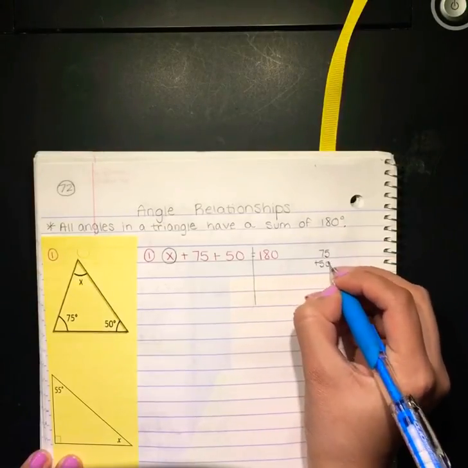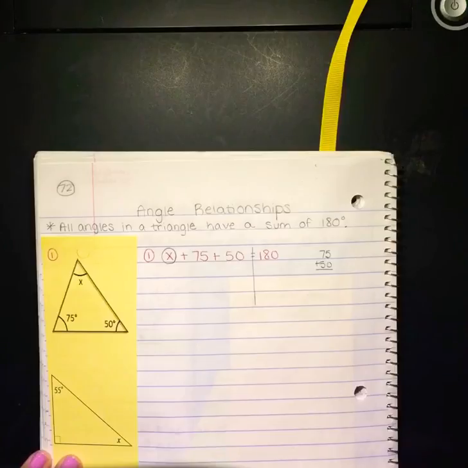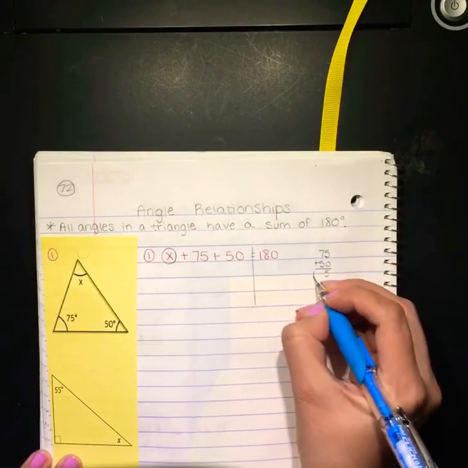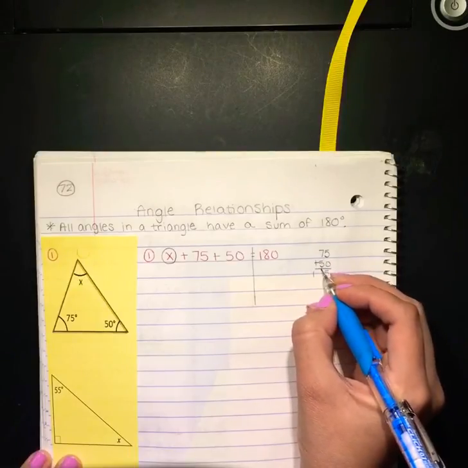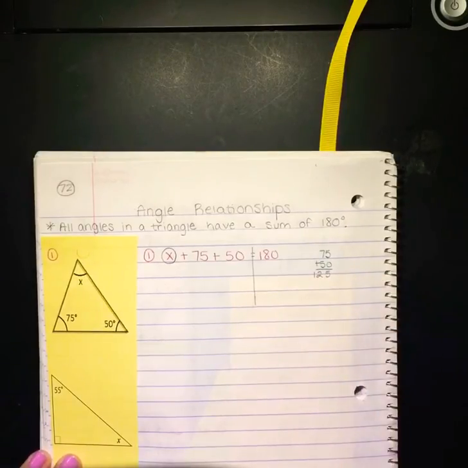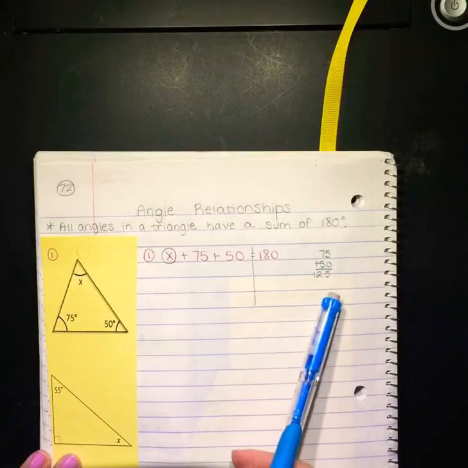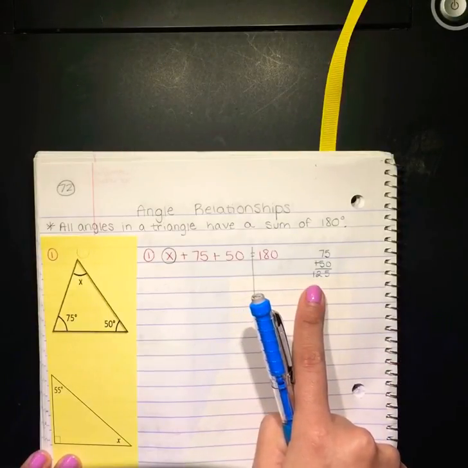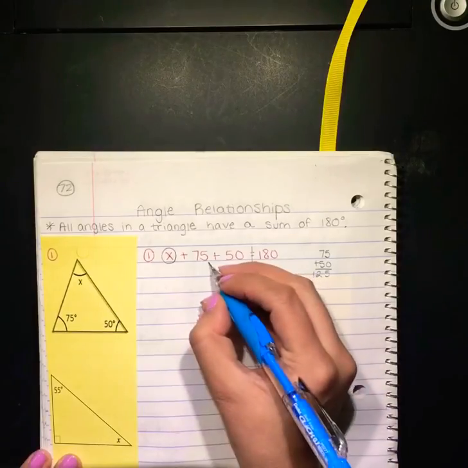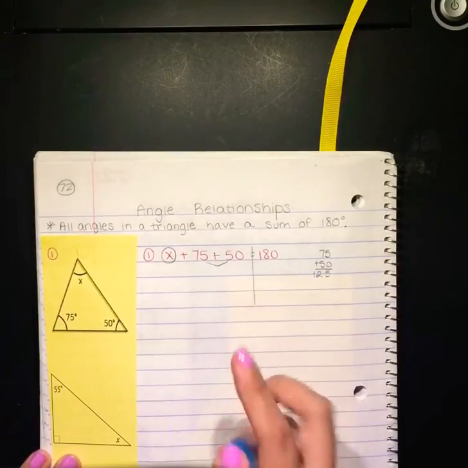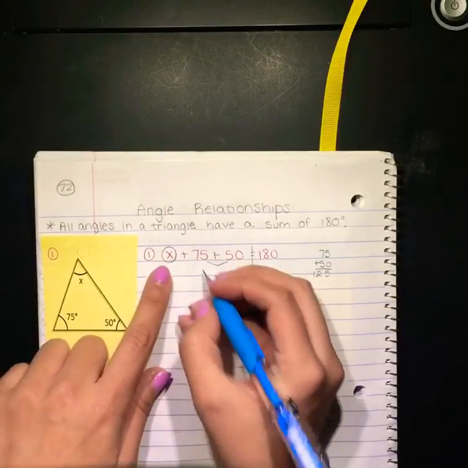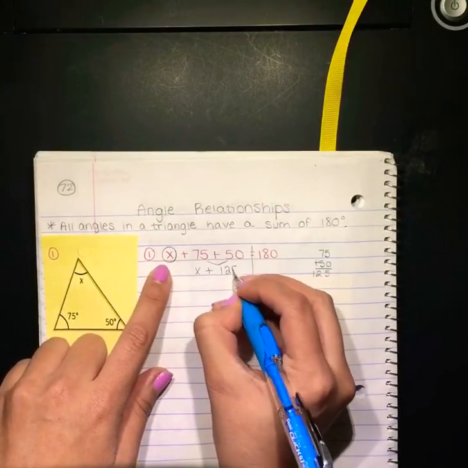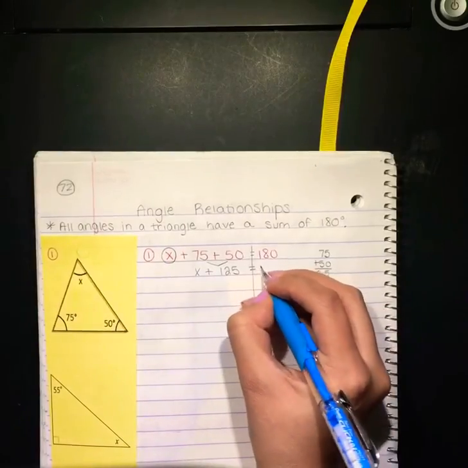What is 75 plus 50? 125. It's 125. If you do the work off to the side, 7 plus 5 is 12. So I added these two together. So what should I write in the next line? x plus 125 equals 180.